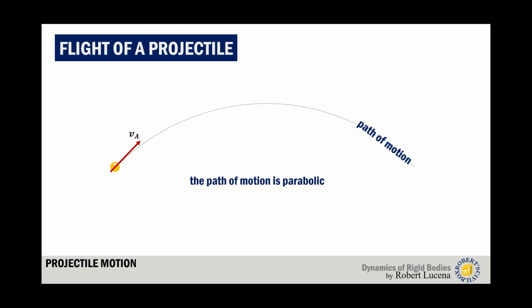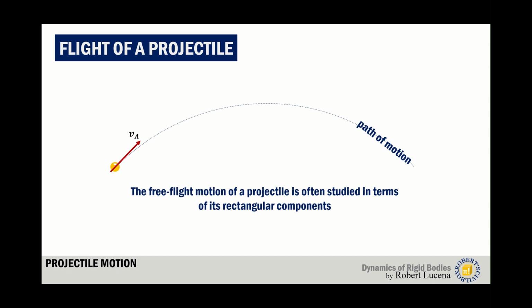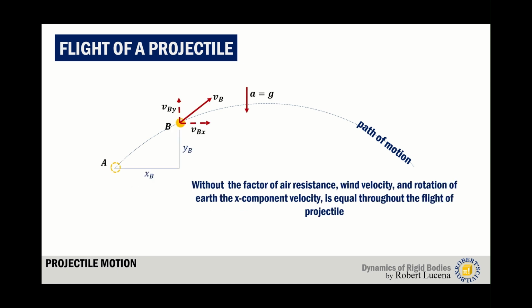So let's discuss the geometric aspects of this projectile motion, also including the velocity of the particle. The free flight of a projectile is often studied in terms of its rectangular coordinates. It's also a curvilinear motion, and like what we do in curvilinear motion, to easily identify the geometric aspects of motion, we resolve the velocities into rectangular coordinates, such that this initial velocity could be resolved into its x and y components.